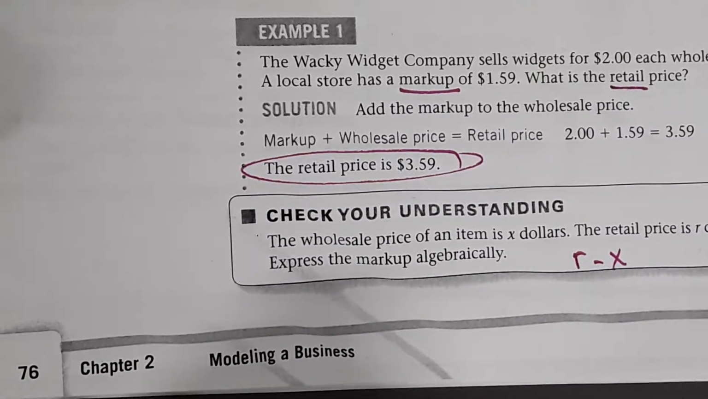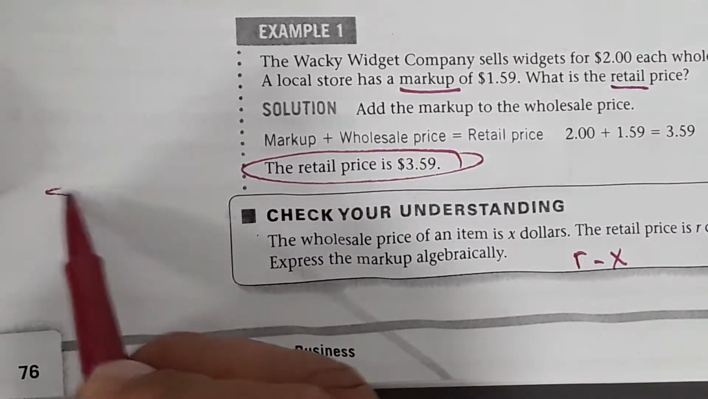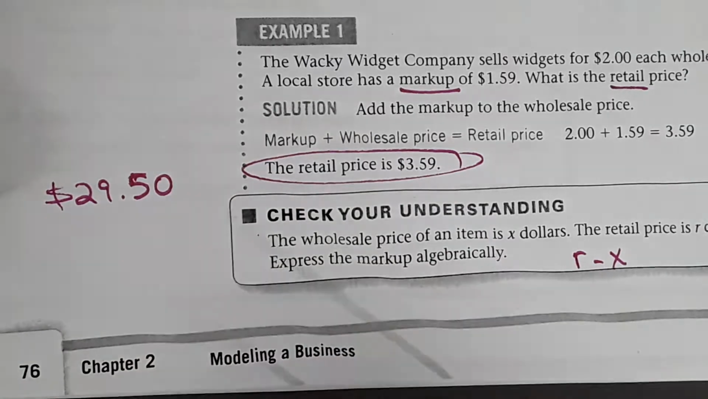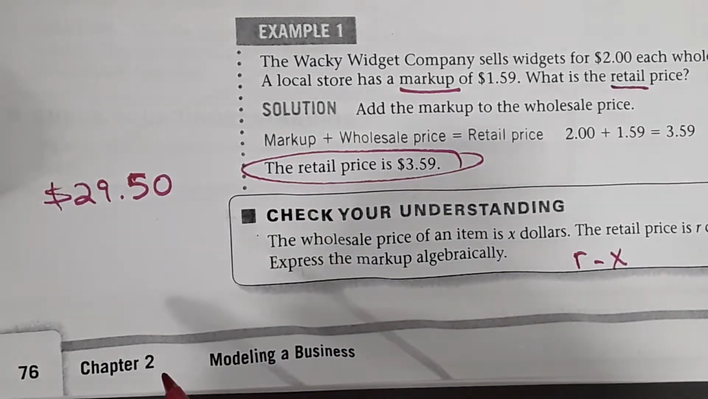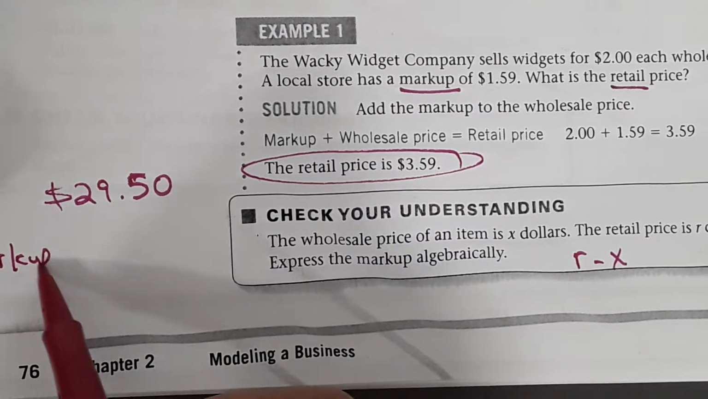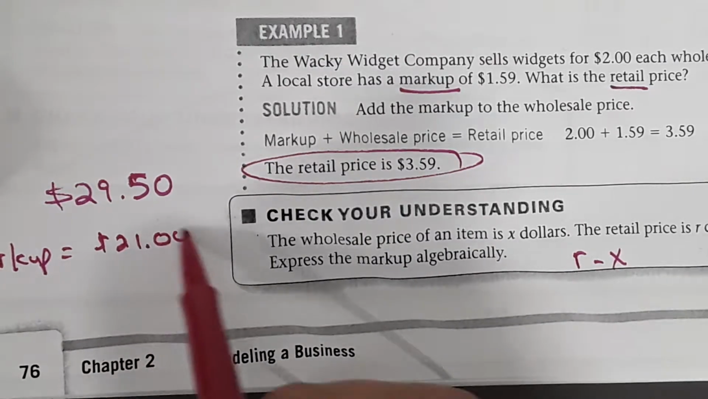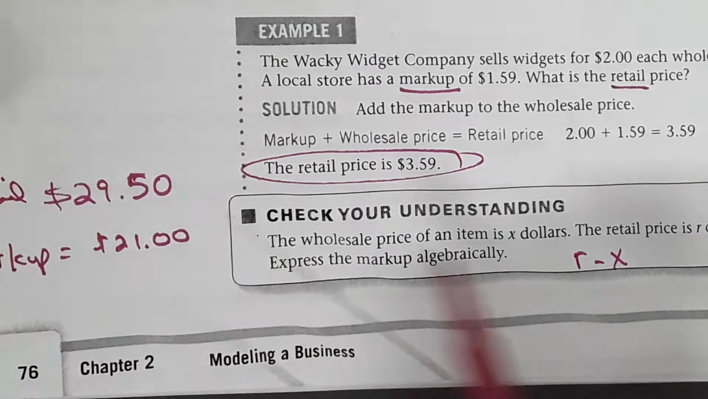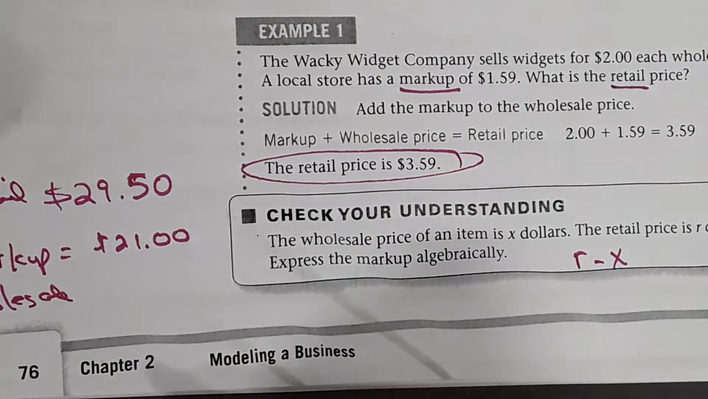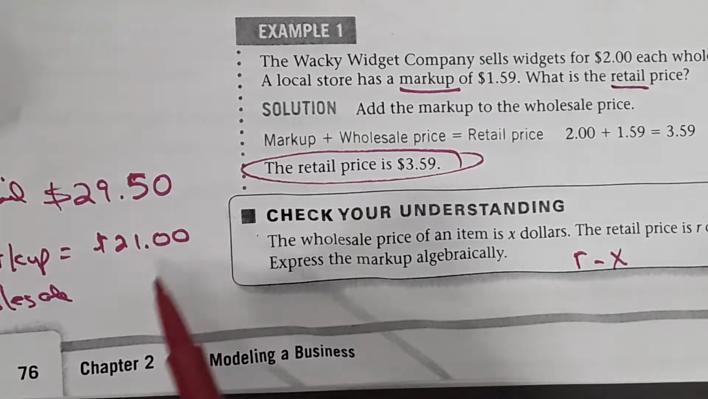So for example, if I purchased a shirt for $29.50, and that shirt had a markup of $21. So I'm paying retail $29.50, and if the markup was $21, what was the wholesale price? The wholesale price is the difference. It's what the store paid for it before markup. So before markup, it would be $29.50 minus 21, which would be the wholesale price. That would have been $8.50.